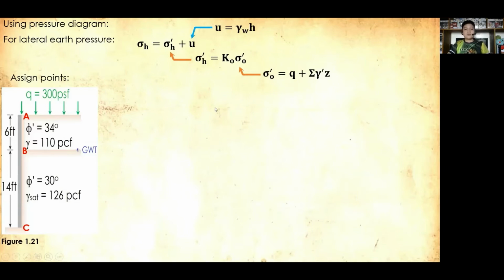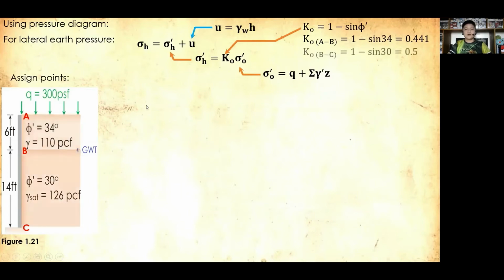So let us now compute these varying values of KO, which is 1 minus sine of phi prime, because again, the problem did not identify the condition of the soil, so the default is normally consolidated. So KO is equal to 1 minus sine of phi prime. Okay, so the KO now for the first layer, that is from points A to B, is 1 minus sine of 34 degrees, which is 0.441. While KO from B to C is 1 minus sine of 30 degrees, which is equal to 0.5.